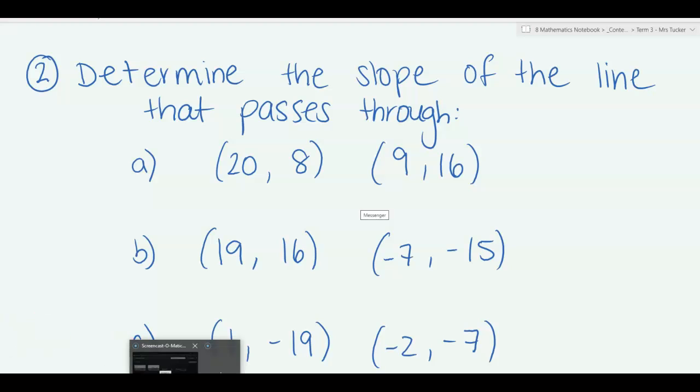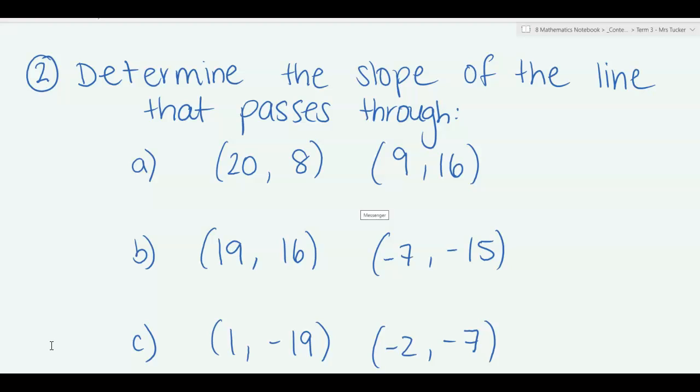Any hints? Drawing it? No, that's way too much work. This is so easy. What are we finding? What are we solving for?